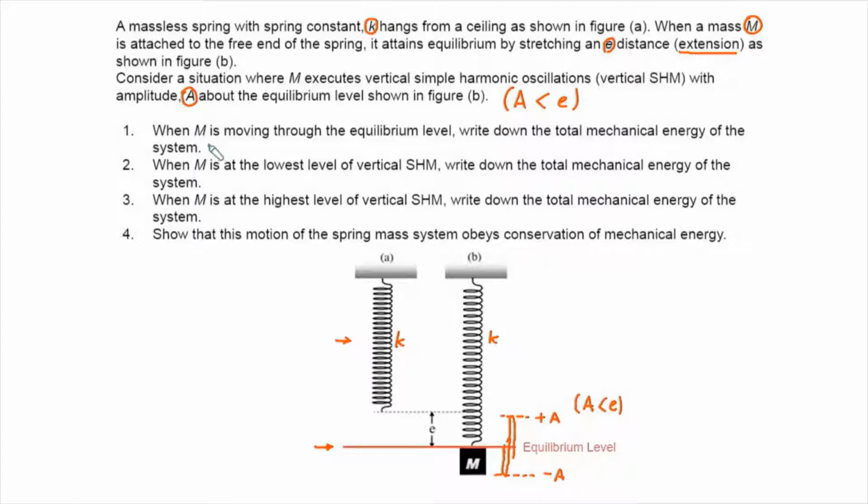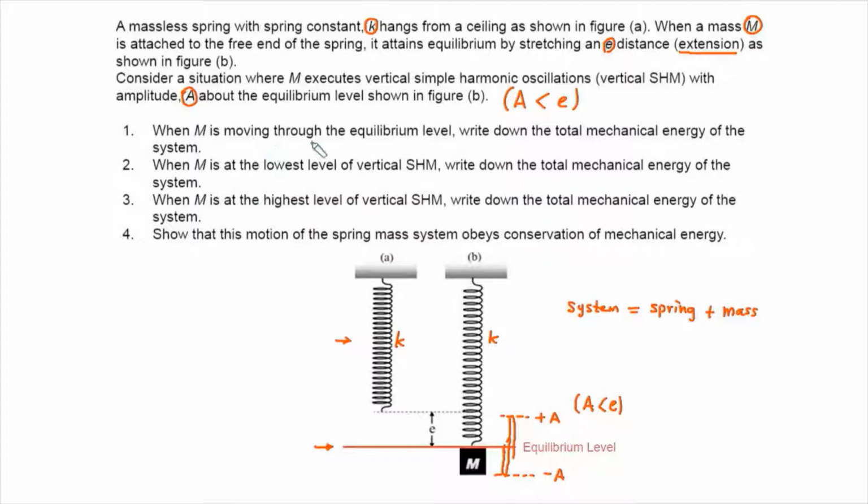So there are four questions for this problem. The first one is asking, when M is moving through the equilibrium level, write down the total mechanical energy of the system. Now we need to identify what is the system for this problem. So the system for this problem includes two things, that is the spring with the spring constant K and the mass that is given by M. So spring plus mass is our system.